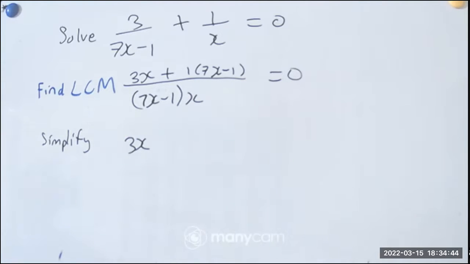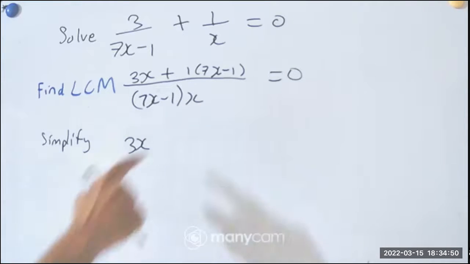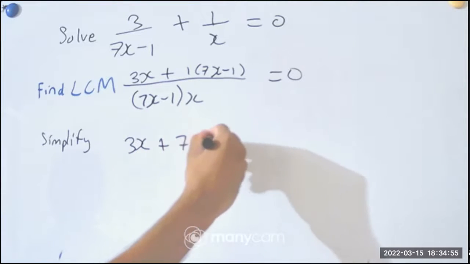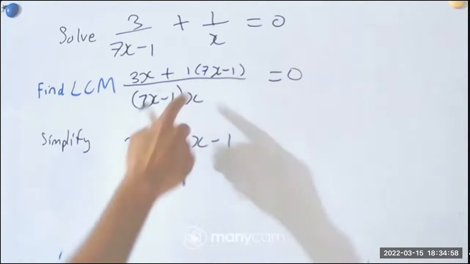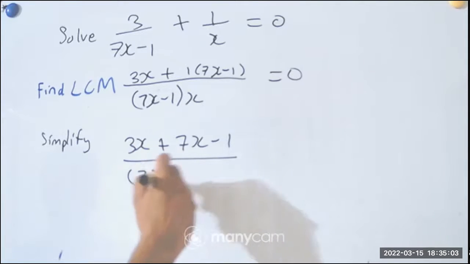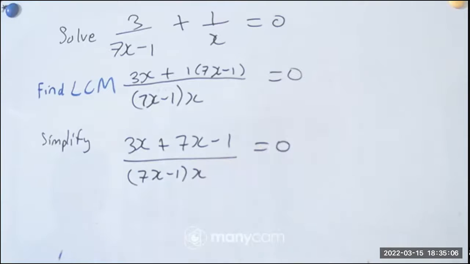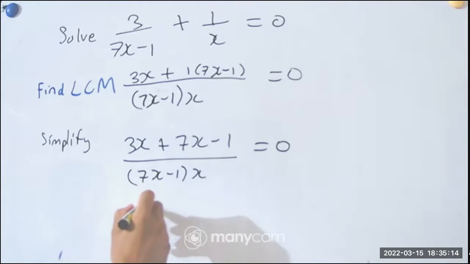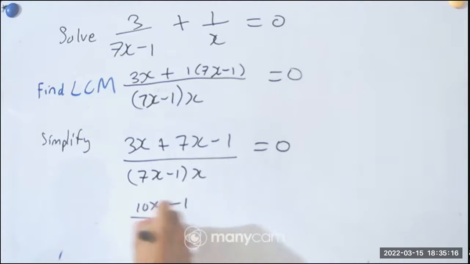So don't expand anything as yet, and you could see why I would do that, right? So 3x plus 1 by 7x would simply be 7x, and we would have minus 1 here, 1 by minus 1. The denominator would be x minus 1 by x equal to 0. Right. So what can we get here when we simplify further? We can get 10x minus 1 over 7x minus 1 by x would be 0 when we simplify.